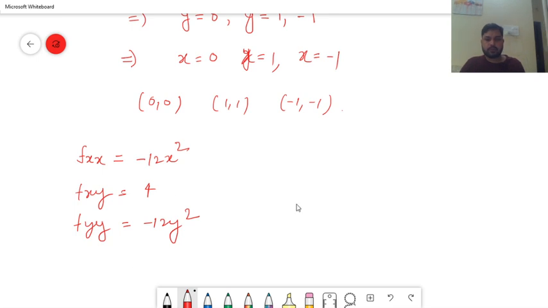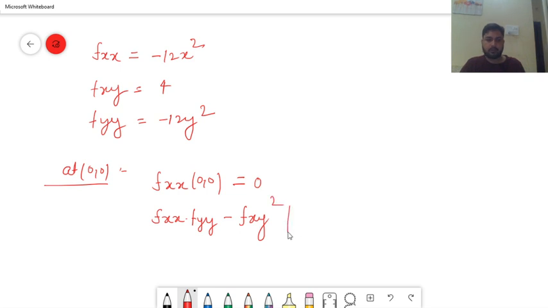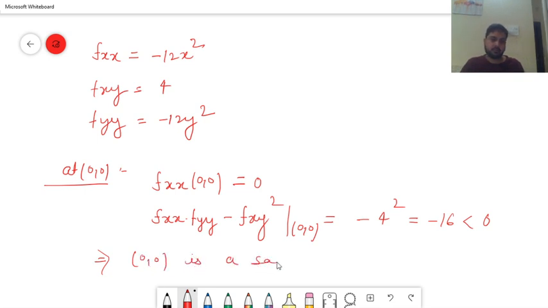So now we will check at point (0, 0). At point (0, 0), fxx at (0, 0) is equal to, using x equal to 0 here, 0. Now we will check fxx into fyy minus fxy square at point (0, 0). At point (0, 0), this will be equal to 0 minus 4 square, that is 16, minus 16, which is negative. This implies that the point (0, 0) is a saddle point.